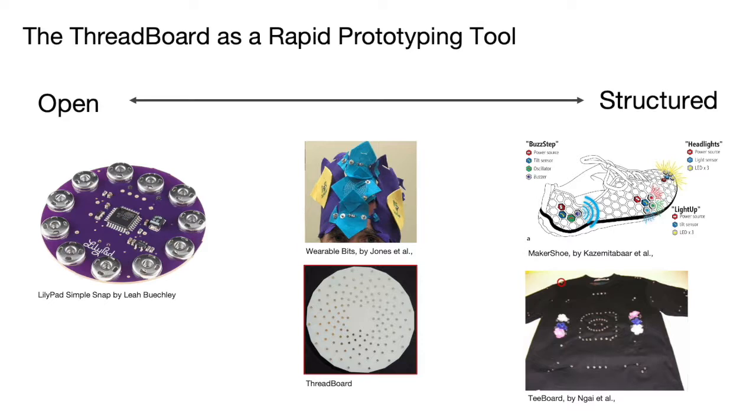We believe that E-Textile makers need a tool that provides enough structure so they can quickly prototype their circuits, but without restricting the variety of circuit designs they can create. The ThreadBoard addresses this need by providing a rapid prototyping board that uses components native to E-Textiles and that allows free placement of conductive thread, sensors, actuators, and microcontrollers.